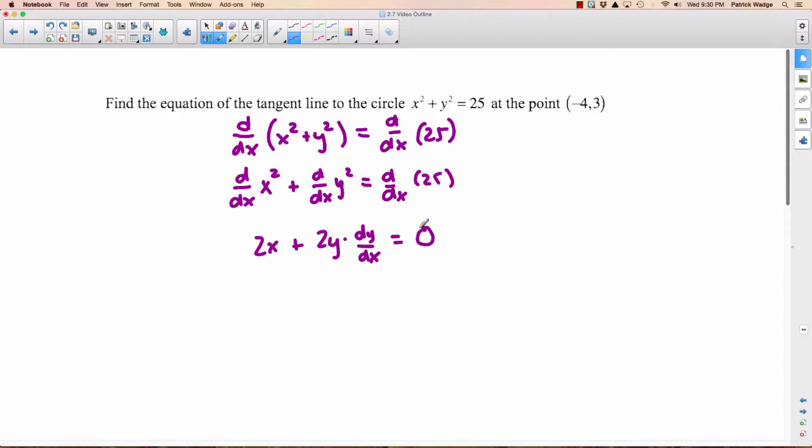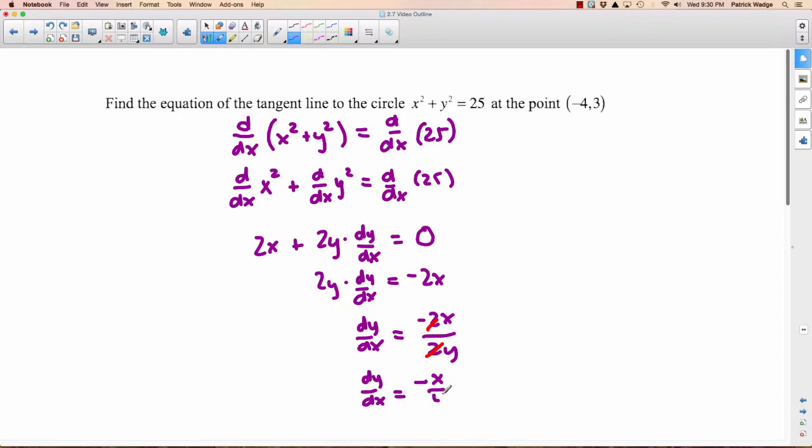Great. The second and final step of implicit differentiation is to isolate the dy dx. That's not too hard. We're going to move the 2x over. So we have 2y times dy dx is equal to, when that 2x comes over, negative 2x. We're going to divide both sides by 2y, so we get dy dx equals negative 2x over 2y. And you can cancel out the 2's here, and you will get your answer that dy dx equals negative x over y.